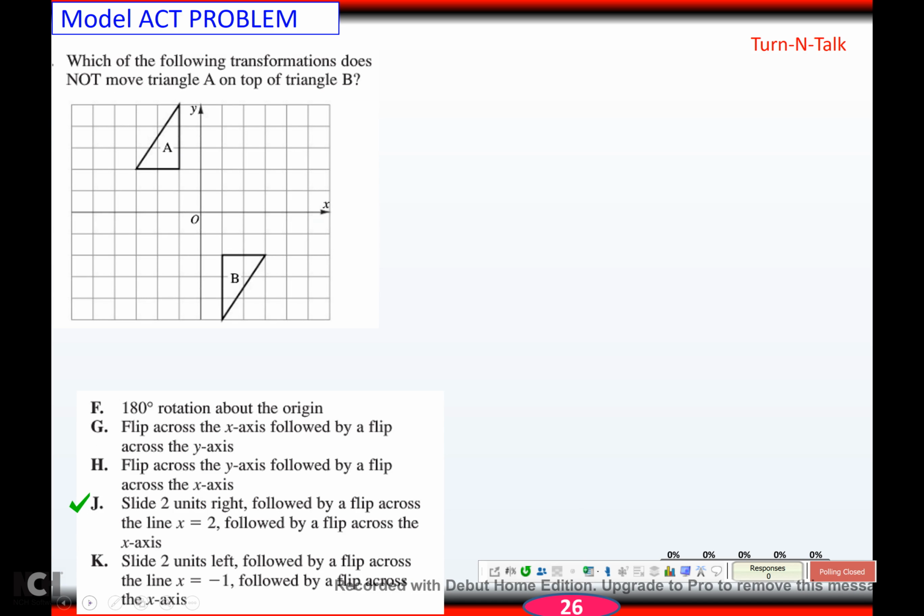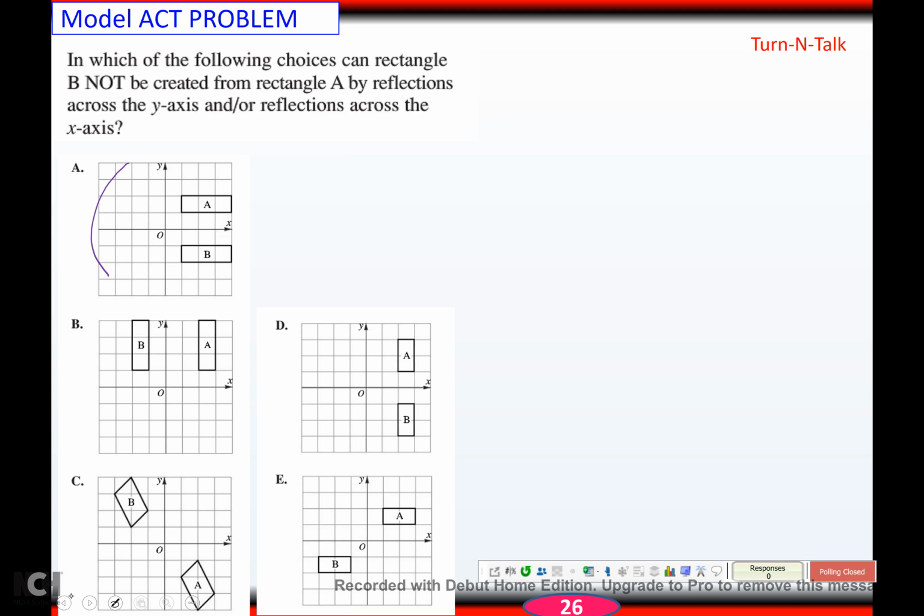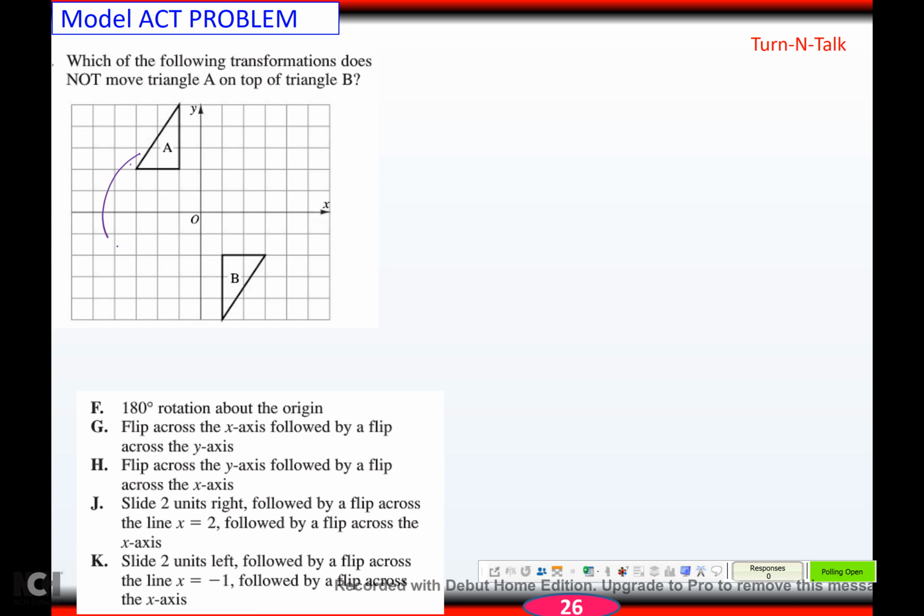And hopefully you got J. Alright, which of the following transformations does not move triangle A on top of triangle B? F says 180-degree rotation about the origin. Well, at 90 degrees you'd flip down, and then at 180 degrees you'd flip back over. So yeah, that would draw triangle B.